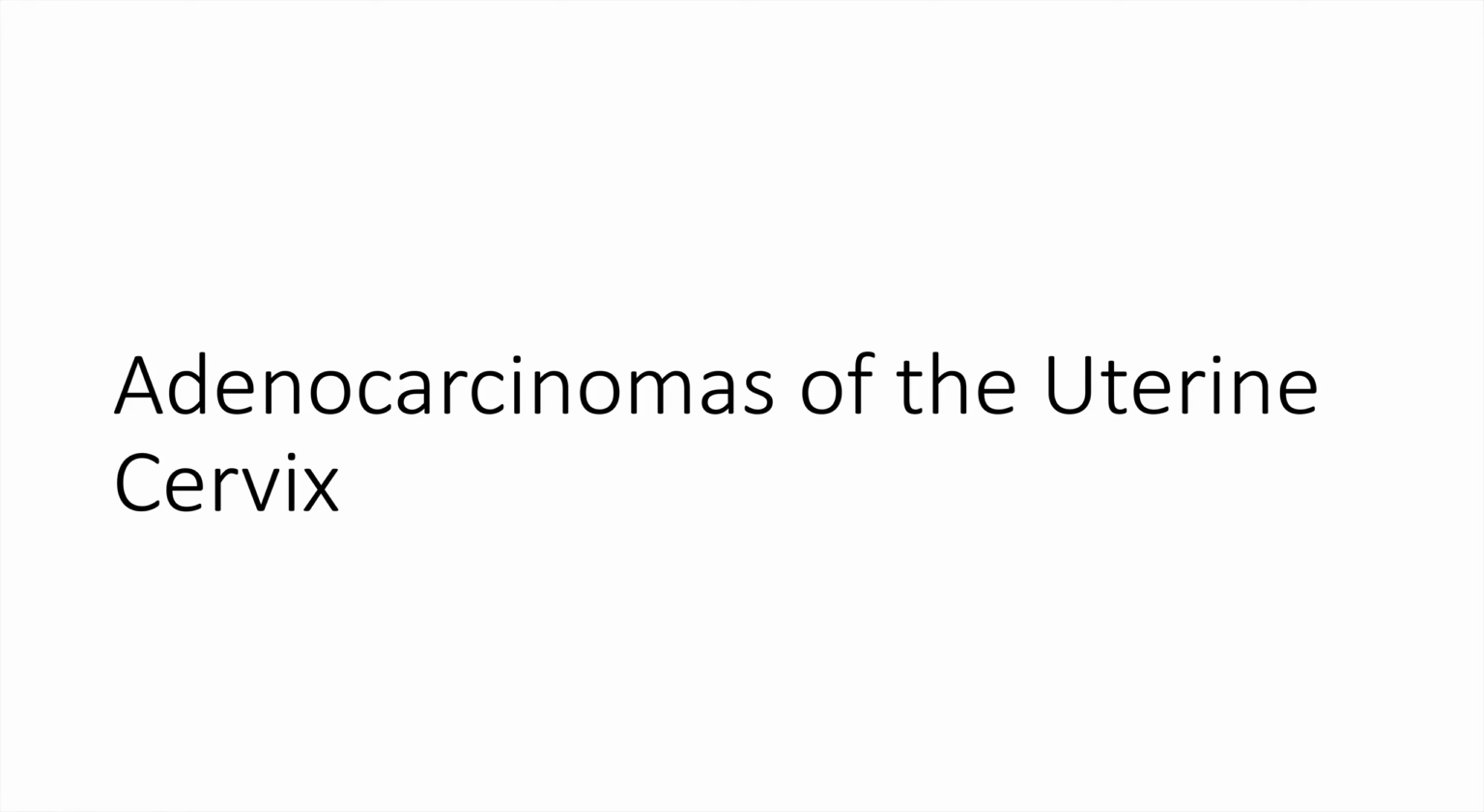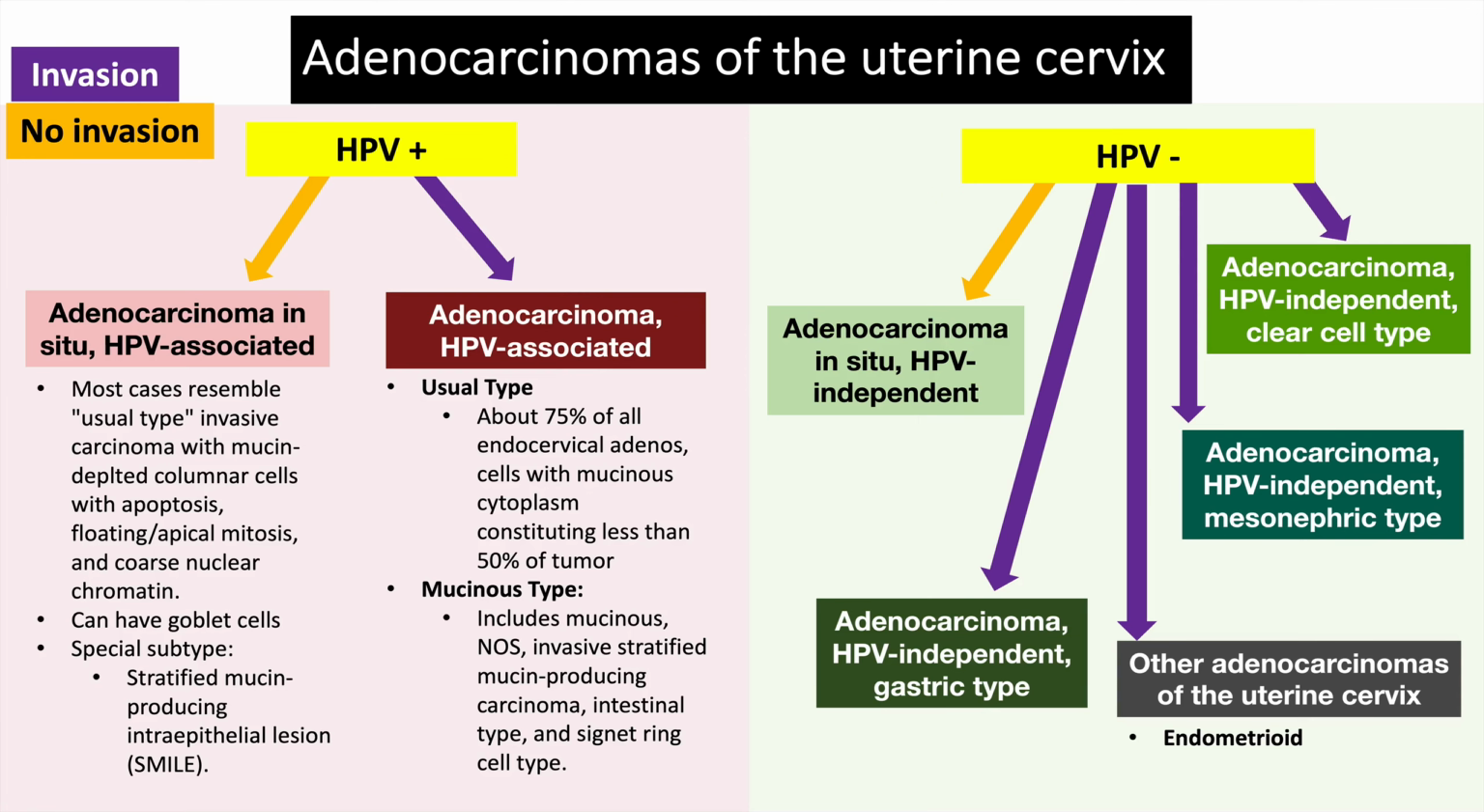So now we'll cover adenocarcinoma of the uterine cervix. This is an area in the 2020 WHO which has somewhat changed in terms of classification and organization. So this chart helps to lay out the primary determinant of classification of adenocarcinomas of the uterine cervix, which is HPV status. On the left-hand side, you can see the HPV positive tumors. On the right-hand side, the HPV negative tumors.